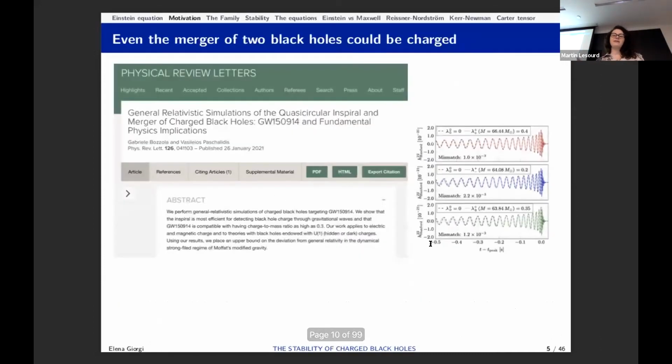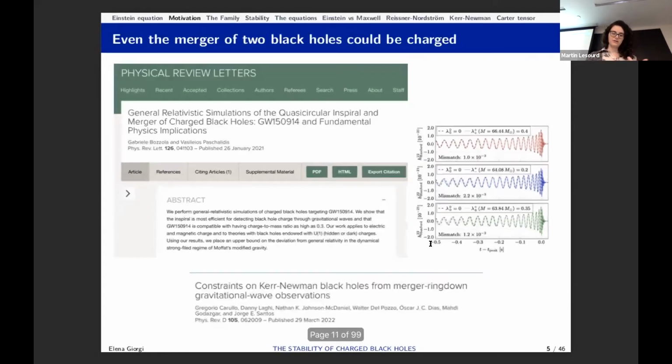And even without going to neutron stars, which you could say are strange, very complicated objects, we don't really know much about them, even the merger of two black holes could be charged. So there have been works, this one here last year and this more recent one here, where they compare even the first observation, the one in 2015, that's still the loudest observation that LIGO did.